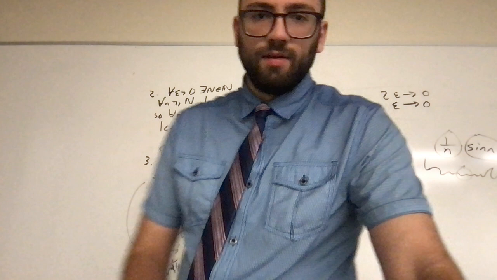So from here, what do I get? For all n greater than or equal to N, we get that absolute value of c xn minus c a is equal to absolute value of c times absolute value of xn minus a, which has to be less than absolute value of c times epsilon over absolute value of c, because of this, which is equal to epsilon.